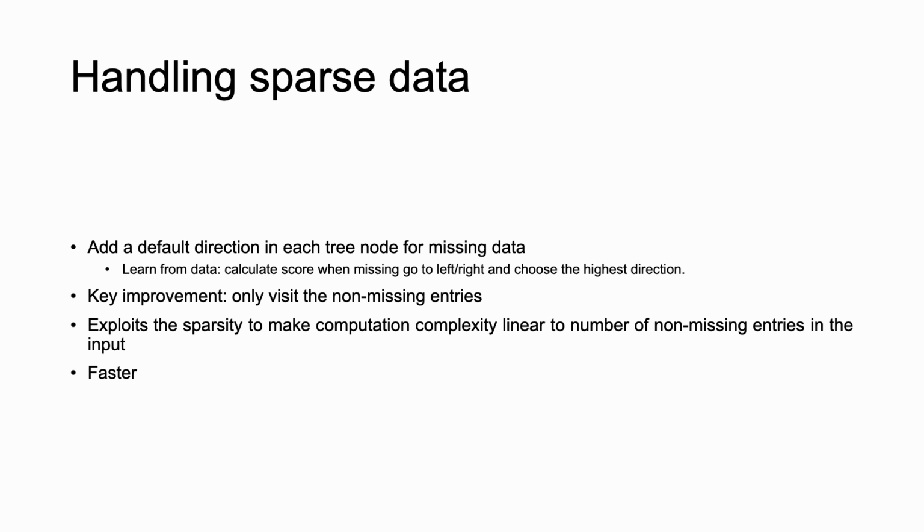The key improvement is to only visit the non-missing entries, and the presented algorithm treats the non-presence as a missing value and learns the best direction to handle missing values. And the same algorithm can also be applied when the non-presence corresponds to a user-specified value, by limiting the enumeration only to consistent solutions.